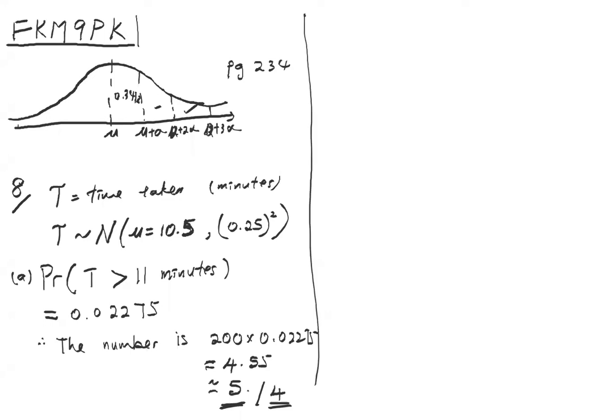Hello? So for part B, I want it to be less than 10 minutes. So the probability of T less than 10.25. So you just be consistent with your unit in this case. Everything put in minutes. Okay, so you find the probability, please.